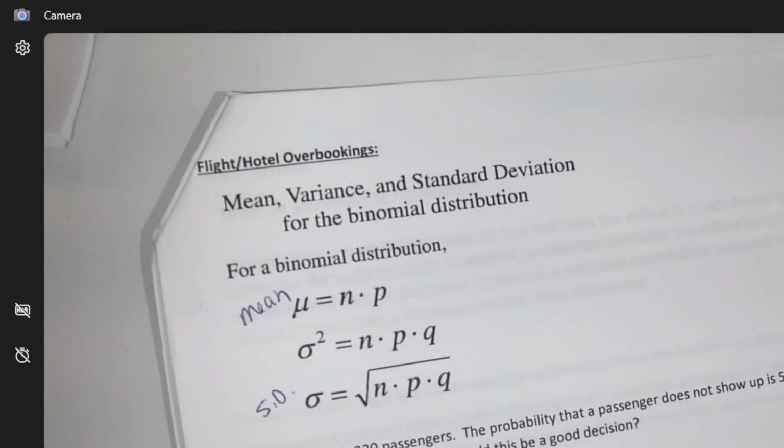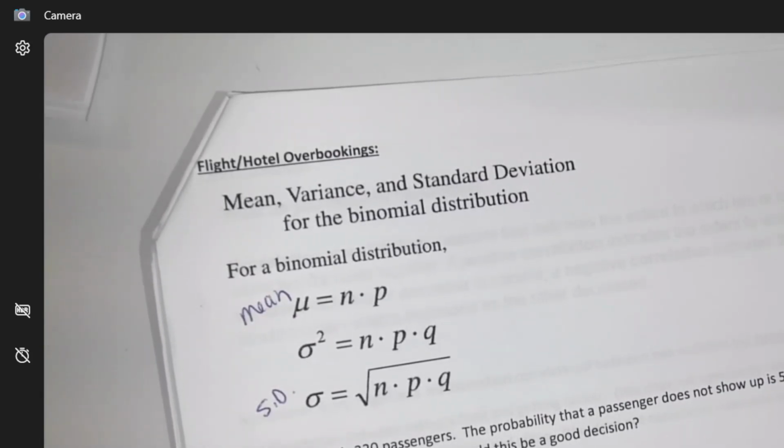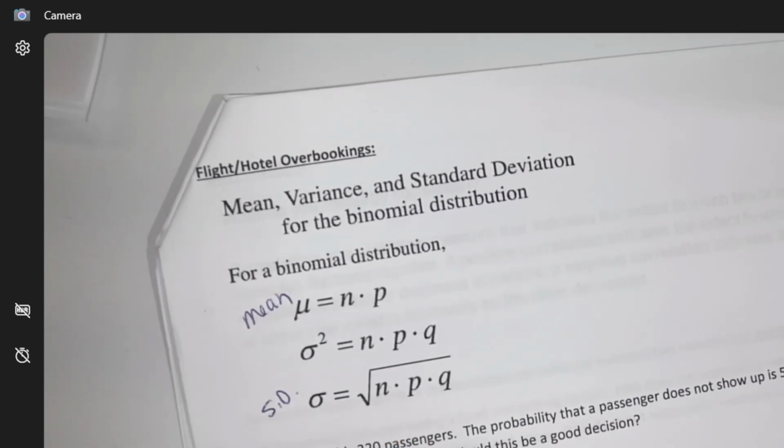Okay, a flight holds 220 passengers. The probability that a passenger does not show up is 5%. Flights always overbook, and they decide to sell 225 tickets instead. So is this going to be a good decision or not? Okay, so here we go.